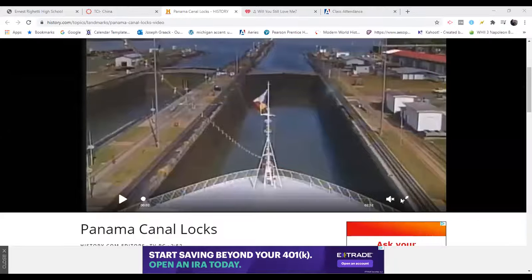Okay. Last thing I want to show you is how the lock system works, because it's based on gravity. It's pretty crazy. So let me show you this part here before we talk about what you need to do before we get out of here.